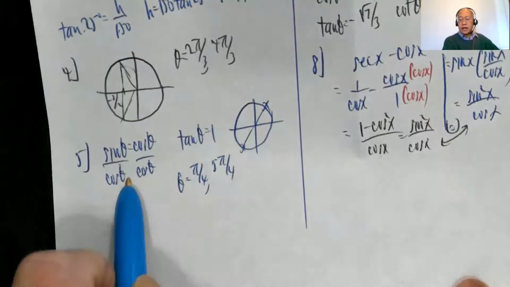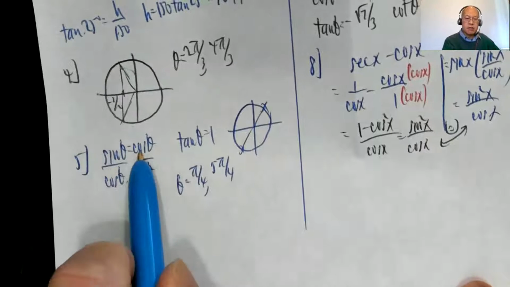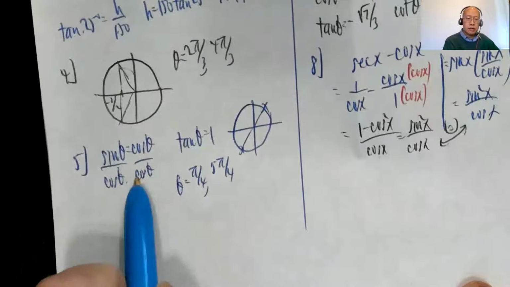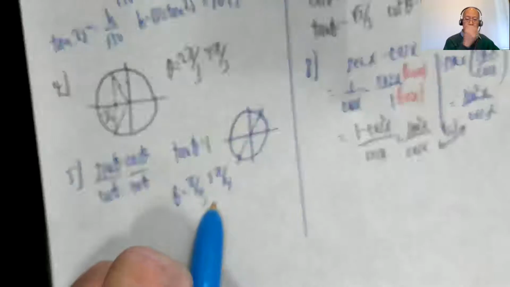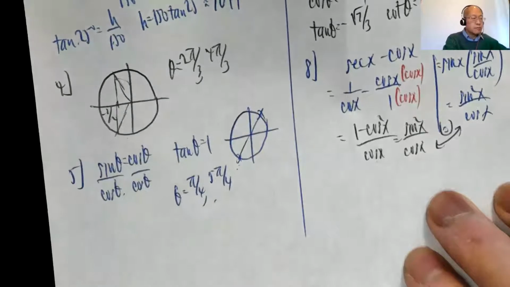Number 5, add cosine theta to each side. Sine theta equals cosine theta. Divide by cosine theta. Tangent of theta is 1. That's here and here, quadrants 1 and 3. So pi over 4, 5 pi over 4.